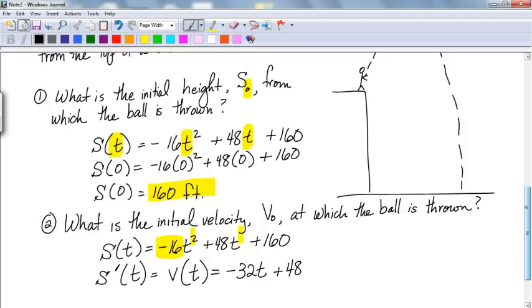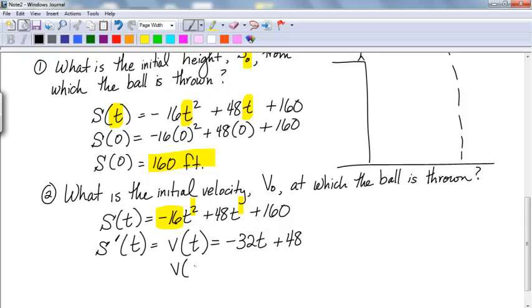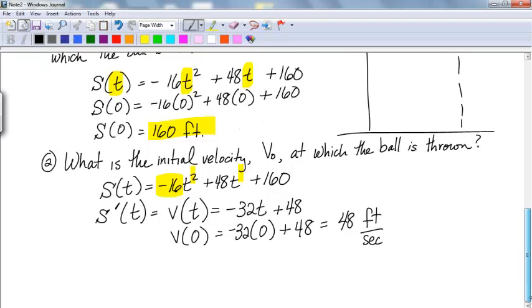And they want V sub 0. So for V sub 0, this term drops out, and the final answer would be 48. And velocity in this case is going to be in feet per second. Okay, so first derivative is velocity. Okay, third question, what is the acceleration?